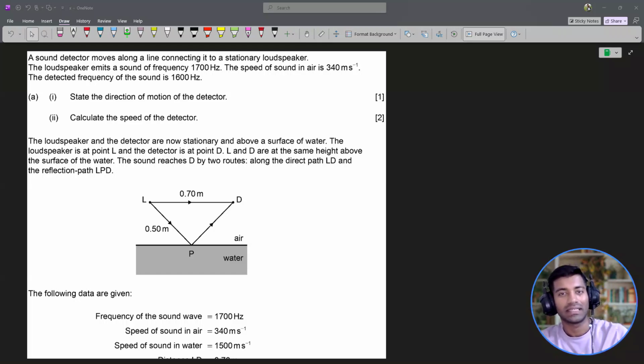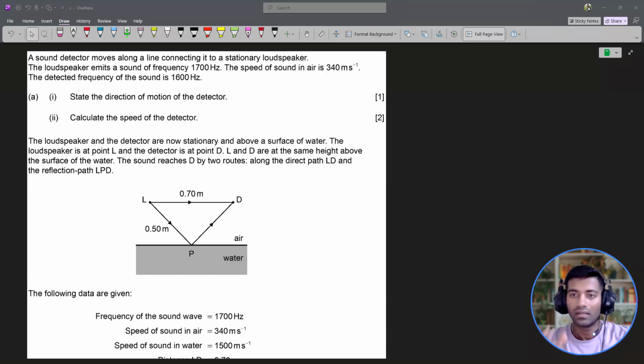My name is Deepak Kumar, and we are looking at a problem from May 25, paper 2, time zone 1. The question says a detector moves along a line connecting it to a stationary loudspeaker. Emitted frequency 1700, speed of sound 340, detected frequency is 1600. All right, state the direction of motion of the detector.